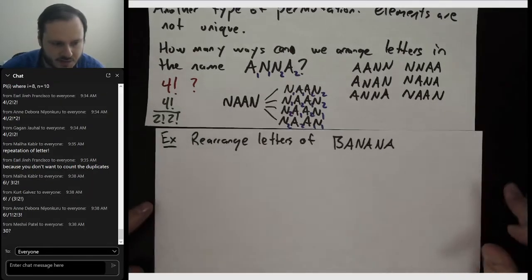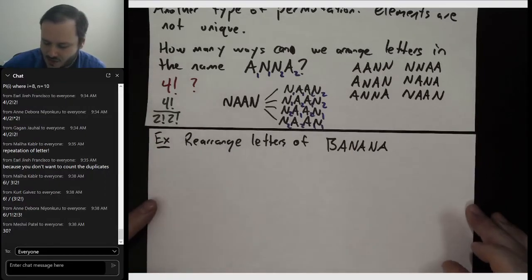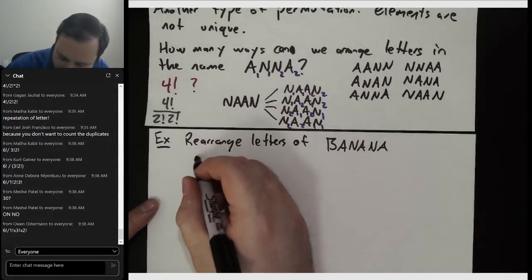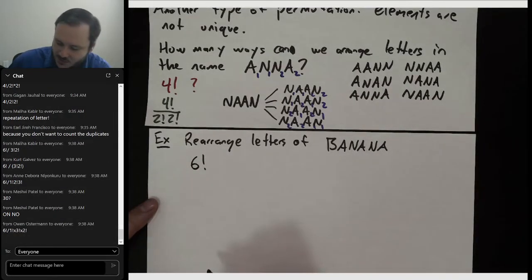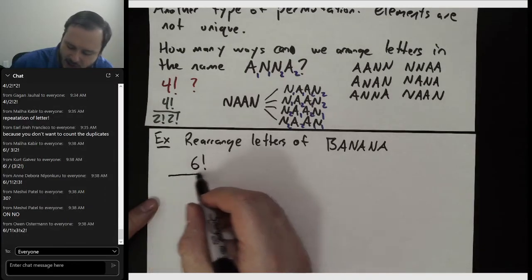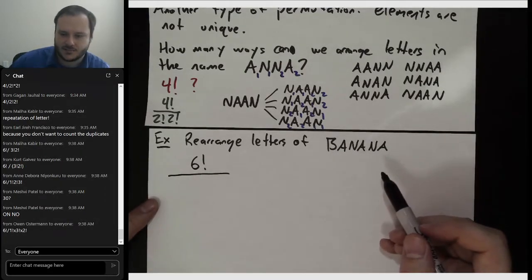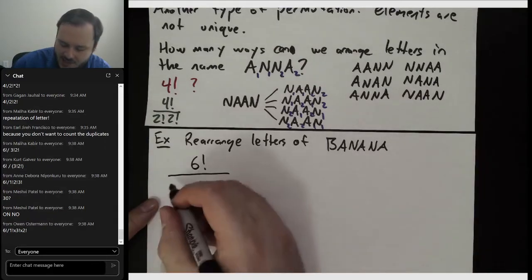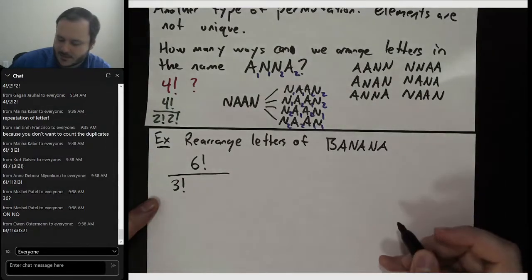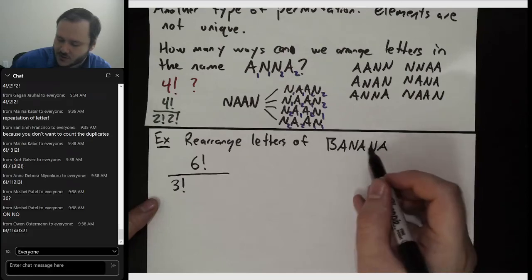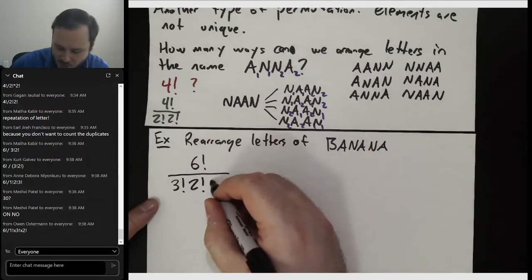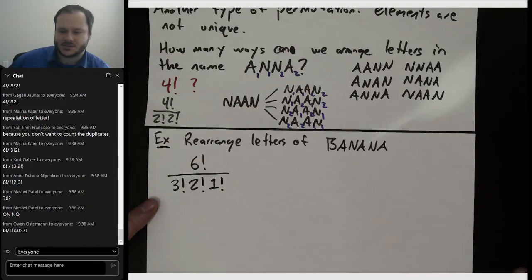Good. Seeing some good answers in chat. So in banana, I have 6 letters, which gives me a 6 factorial. But any time I take a permutation of those 6 letters, I don't actually care about the order that the 3 A's are in. I don't actually care about the order that the 2 N's are in. And there's just one B, but for completeness, I can write this.